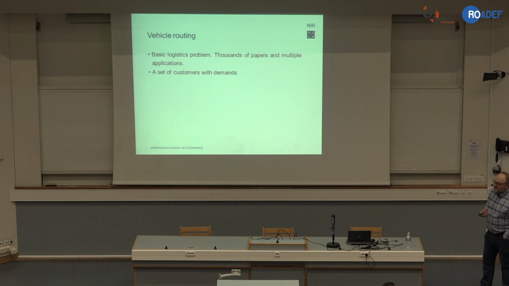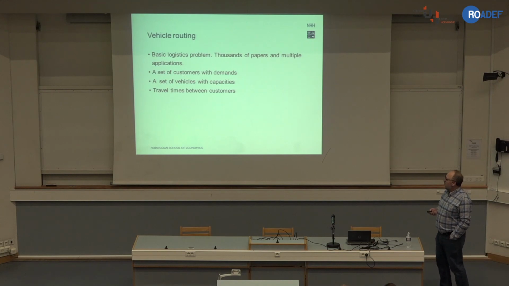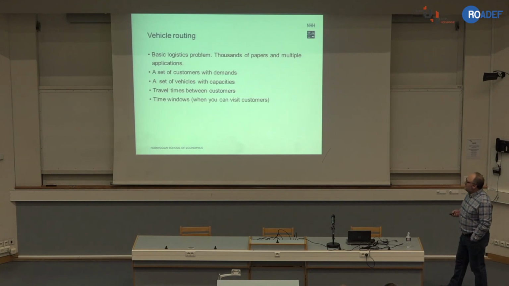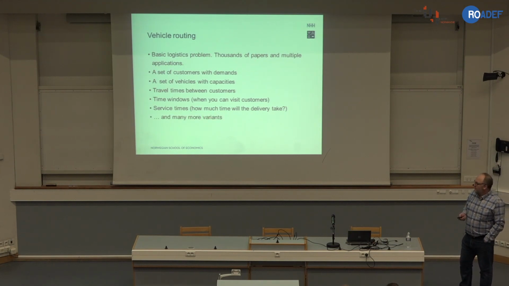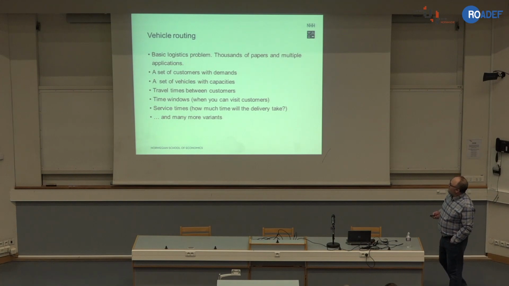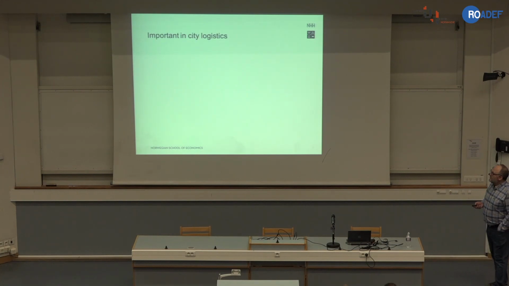So what do we have? We have a set of customers with demands. We have a set of vehicles with capacities. We have travel times between customers. We have time windows. We have service times. And of course, we have all sorts of variants, and you know all about that. I'm partly interested because it's useful in city logistics, so let's see where it shows up.